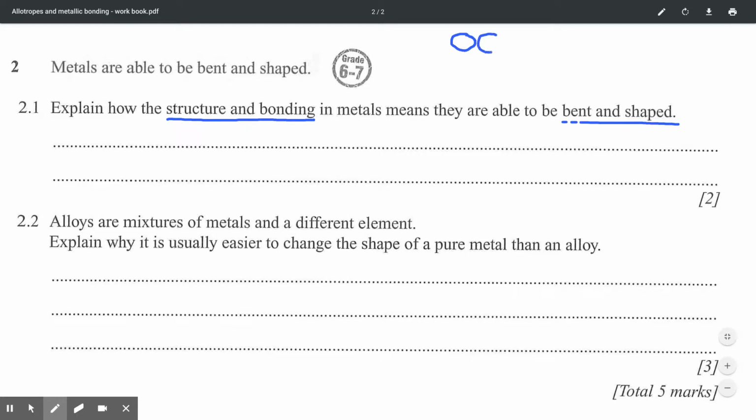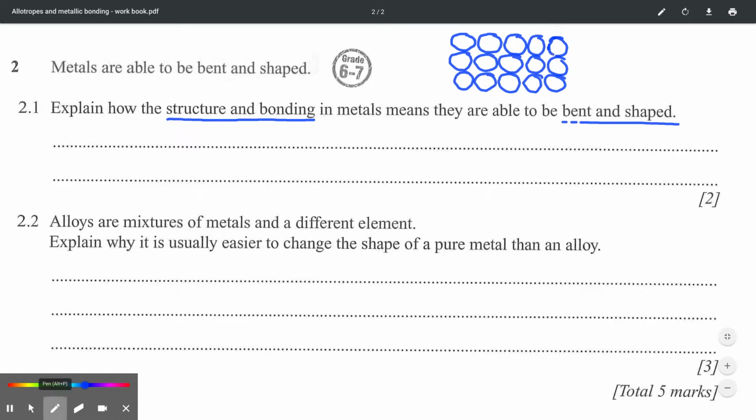But again, if we just quickly draw the regular arrangement of particles that we expect to see in a solid, we have this regular arrangement. And it's this regular arrangement which gives the metals their bulk properties. And the key part to it, as you can see, is the layer structure. What we've got is these planes between the atoms.